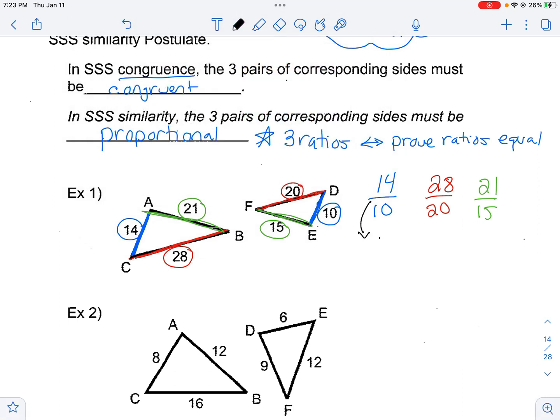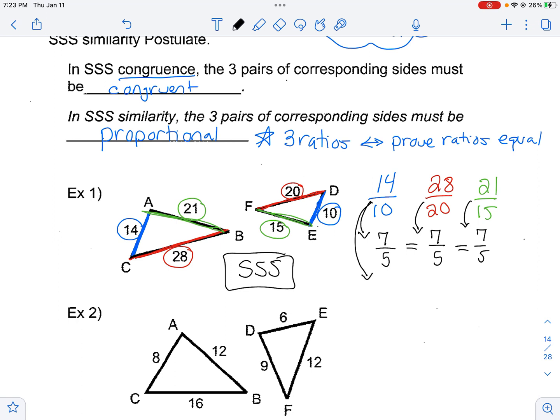If I reduce this, dividing by 2, I get 7 over 5. This one, if I divide by 4, I get 7 over 5. This one, if I divide by 3, I get 7 over 5. As soon as I've been able to show that they're all the same, that's proof that these two are similar by side, side, side. Again, you've got to be able to prove that they're equal, so you have to show that. Another way to prove that they're equal is just to do the division.